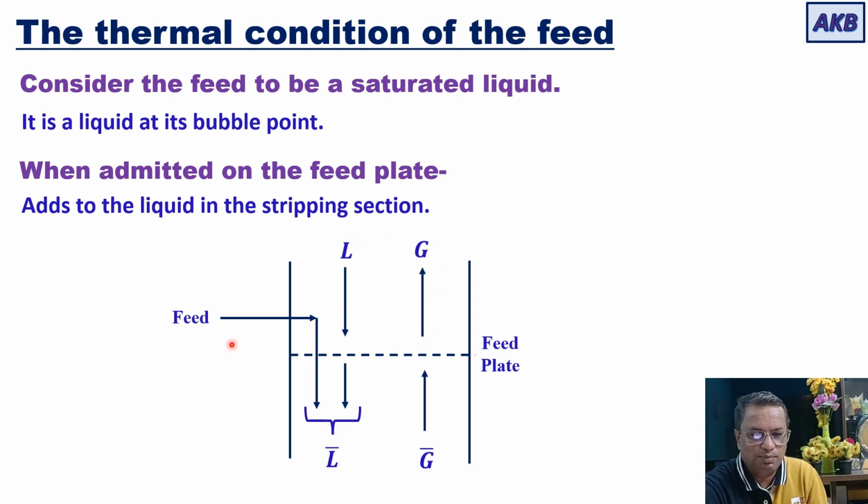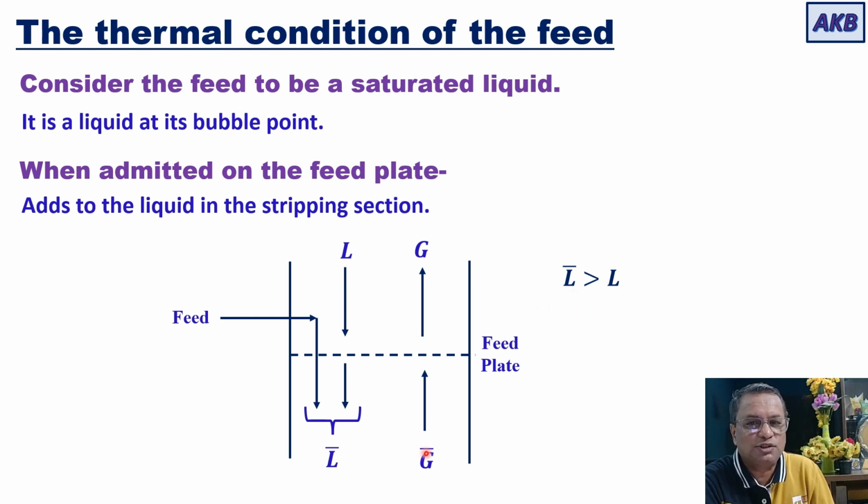So by looking at this simple schematic diagram, you can easily establish a relationship between L and L bar and then G and G bar. You can clearly understand that in this case L bar is greater than L, because L bar is obtained after the saturated liquid from the feed is added to the liquid that is coming from the rectifying section. That's why L bar will be greater than L.